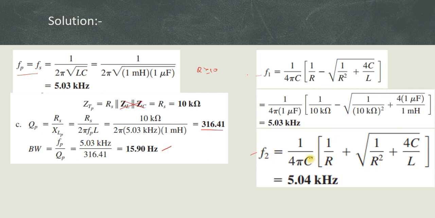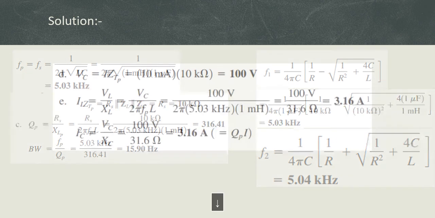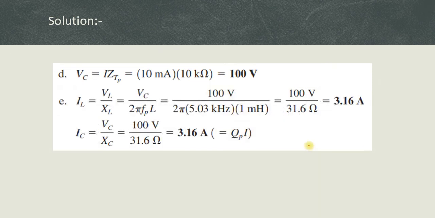Simple mathematical manipulation. Next, the voltage value Vc. We know that the voltage Vc is equal to I into ZTP. Here the current is 10 milliamps from the circuit, and ZTP is equivalent to 10 kilo ohm. Just multiply, so the voltage across the parallel elements is equal to 100 volt.